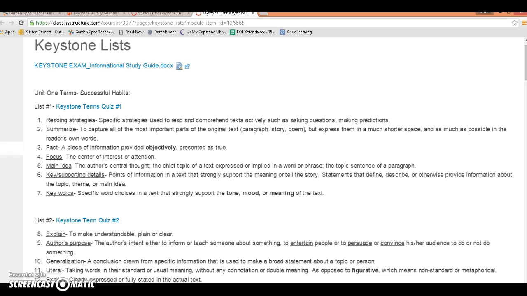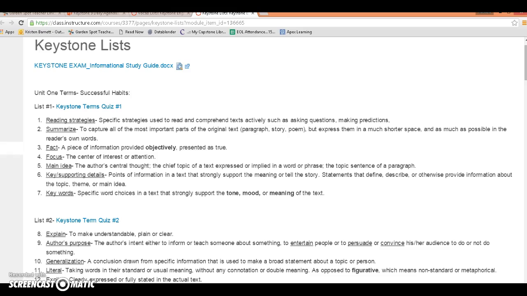And this is when you capture all the most important parts of the original text, whatever it is, but express it in a shorter space and as much as possible in your own words. So to summarize, you wouldn't just take the first sentence. You, in your own words, would tell the main idea. A fact is a piece of information provided objectively, presented as true. So it either is true or the author thinks that it is true.